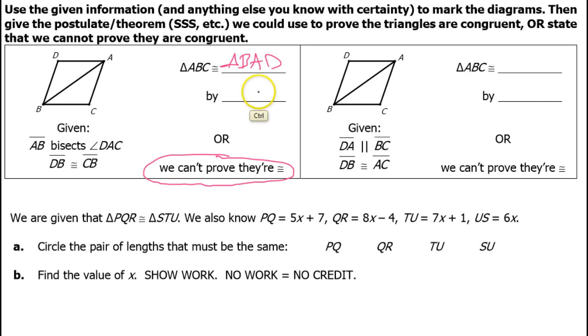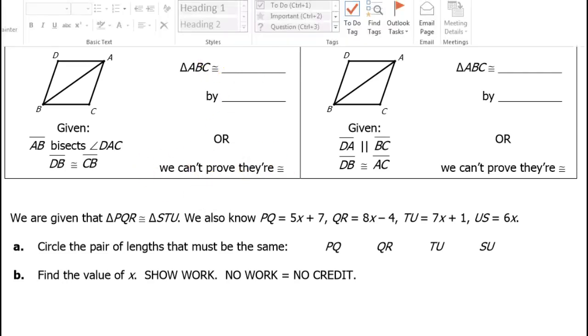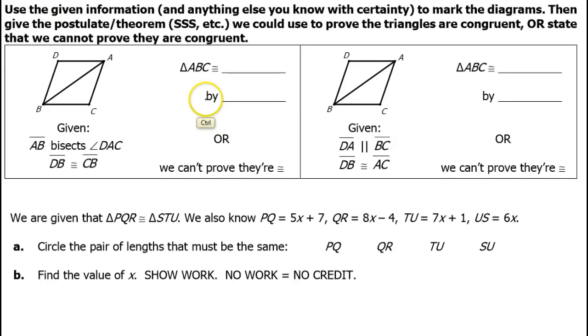Okay, yeah, if you can't prove they're congruent, you shouldn't be filling anything in. You can't say, I can't prove they're congruent, and then say, this triangle is congruent to that triangle. That doesn't make any sense. So either fill in the blanks or circle this. Don't circle this and still fill in one of the blanks. Okay, anyways, I just had to get that off my chest.